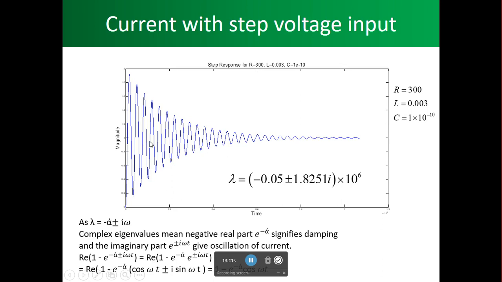Okay, it dampens out to 1. You can see here it goes 0, 2, and it'll eventually damp out. So what is damping this out? Let's look at the equation.